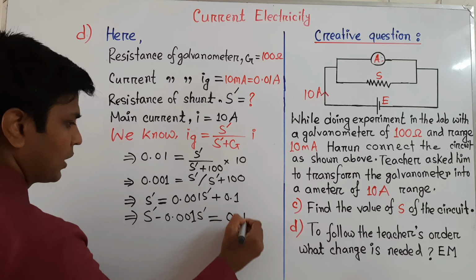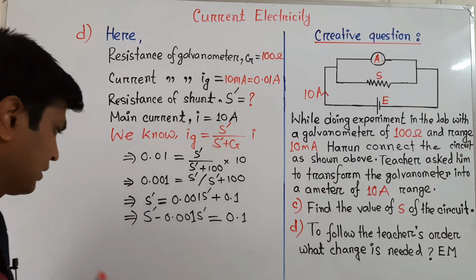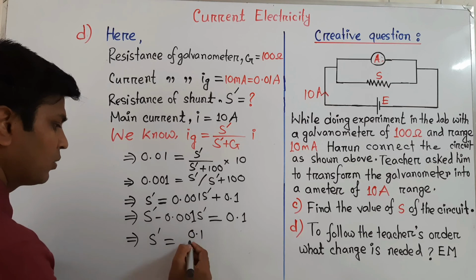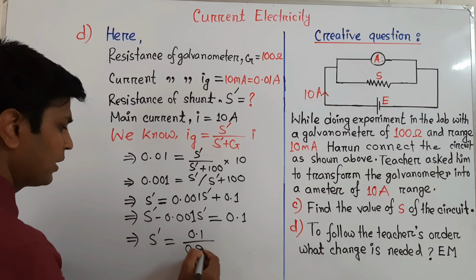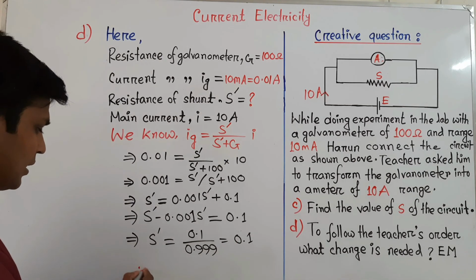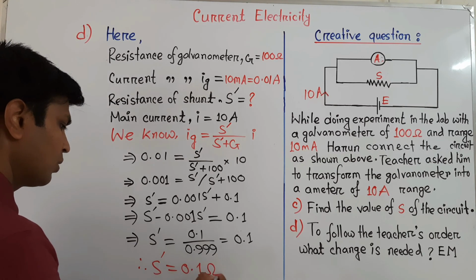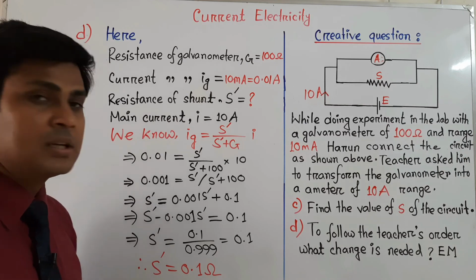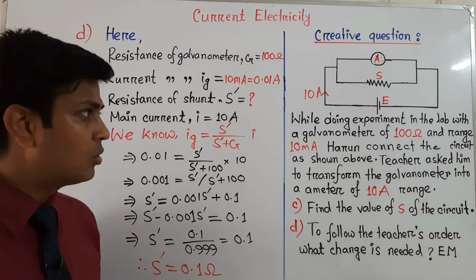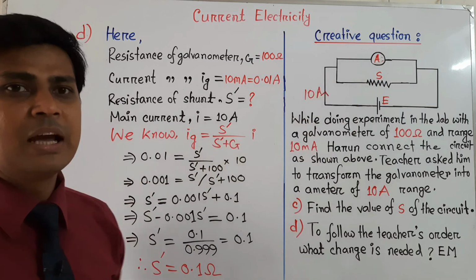So after subtracting this expression, we will get 0.999. So we can write S prime equals 0.1 divided by 0.999. After calculation, we will get the answer 0.1. So we can write S prime equals 0.1 ohm. So to convert the galvanometer to an ammeter, Harun connects a 0.1 ohm resistance in parallel to this galvanometer.